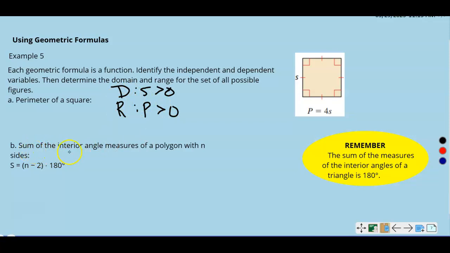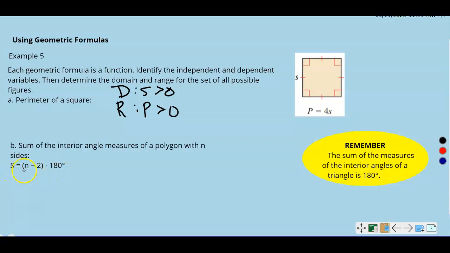All right, part B says the sum of the interior angle measures of a polygon with n sides. Remember, the sum of the interior angle measures depends on the number of sides, and a polygon can have 3 or more sides. If you have just 2 sides, it's not going to be enclosed. You have to have at least 3 sides to have an enclosed figure, and therefore to be a polygon. So the sum of its interior angle measures will be a positive multiple of 180.